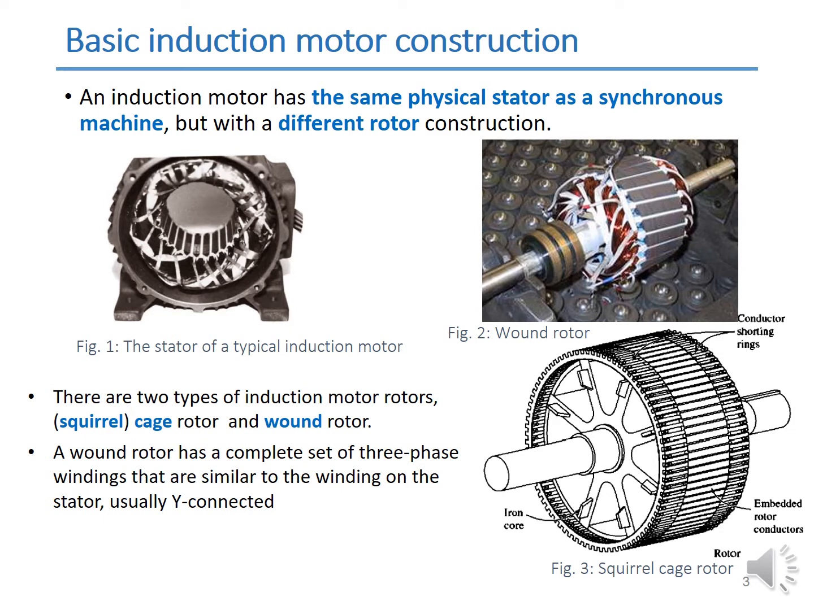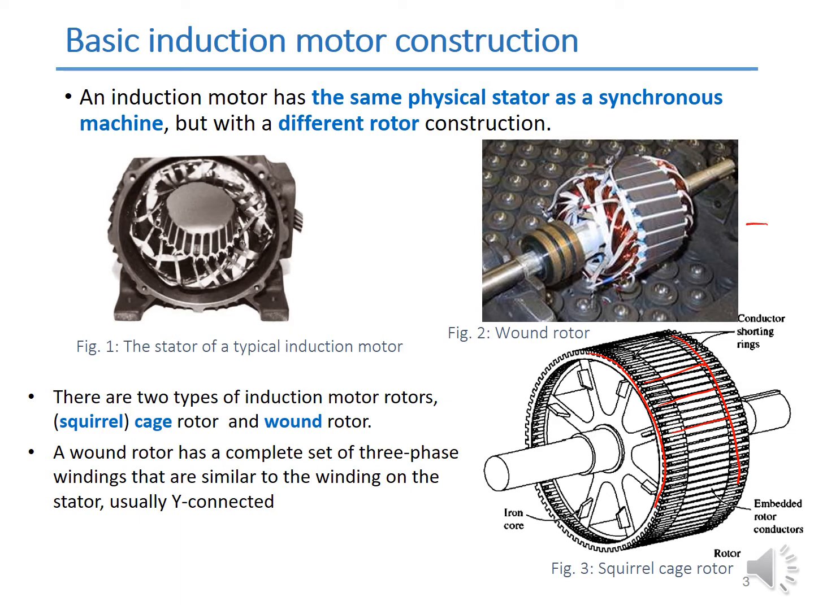On the right hand side of the slide you can see both designs. The bottom one is the squirrel cage, and you can see why it's called the squirrel cage, because its shape resembles a squirrel cage. It basically consists of parallel bars, and you've got shorting rings at both ends, shorting the ends of the rotor bars electrically.